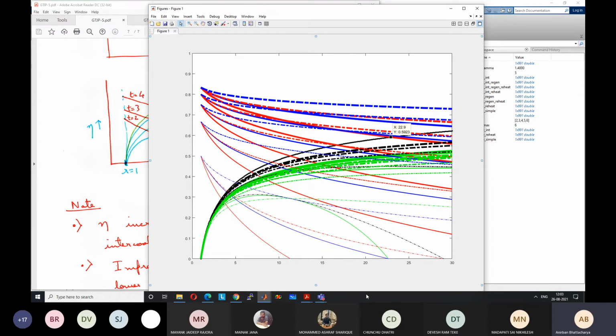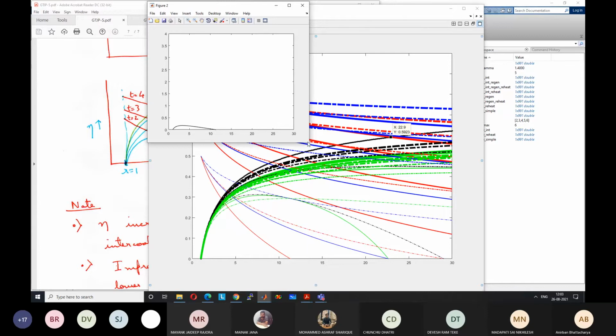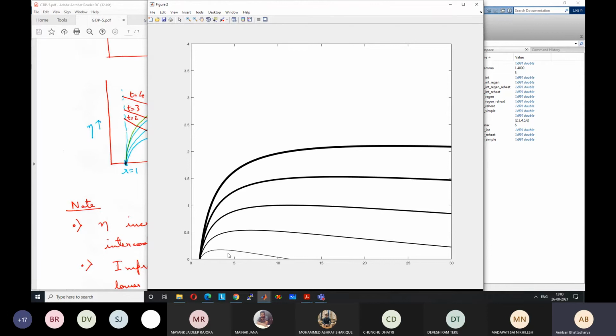Let us look at the work output. Again we should remember this is the simple Brayton cycle. Remember that work output is a function of both R and T, even for the simple Brayton cycle. So this is T equal to 2, black line, thicker black line, T equal to 3, T equal to 4, 5, and T equal to 6, thickest line. Okay. So the work output increases up to an optimum point and again decreases. That we already know. For all the cases, it will happen. Here I am showing up to 30, so you do not see much decrease. But if I increase the value, I think we will be able to.